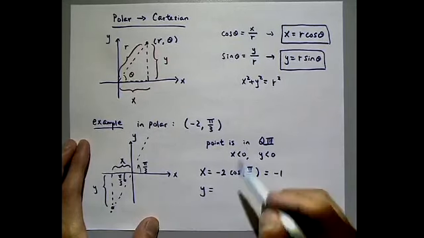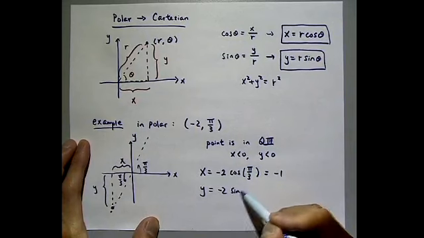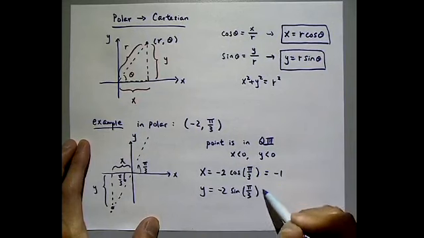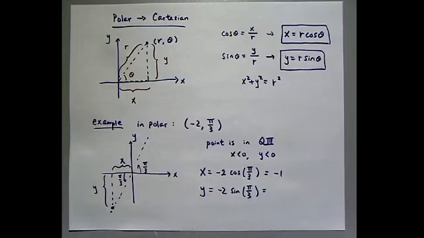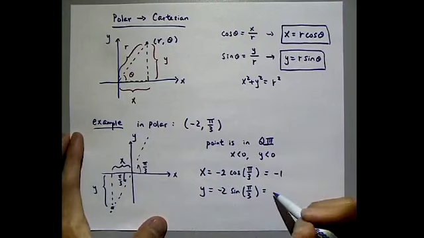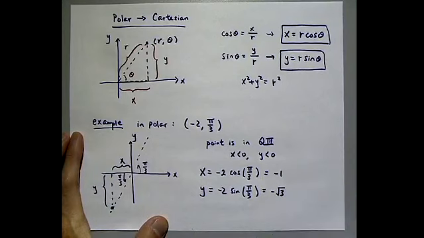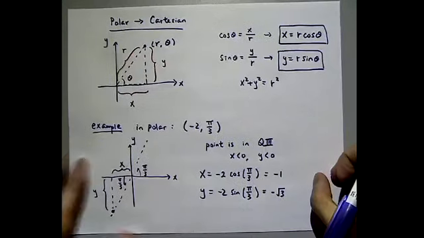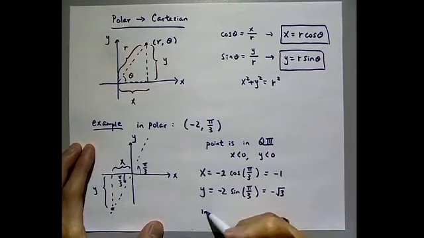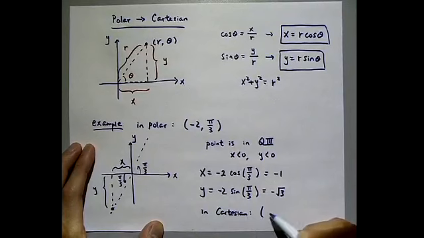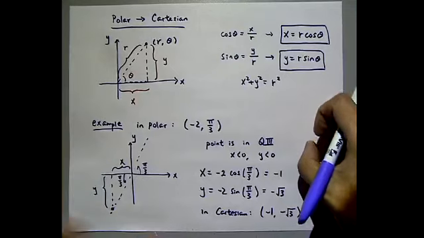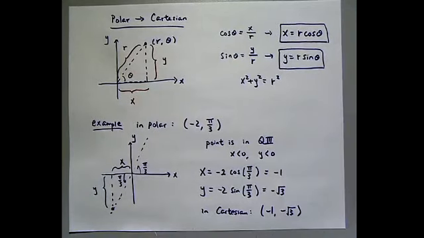Y, same thing. Negative 2 sine pi over 3. And what's sine of pi over 3? Yep, so this will give me negative root 3. Okay, so in the Cartesian coordinates, this point is negative 1, negative radical 3. Make sense?